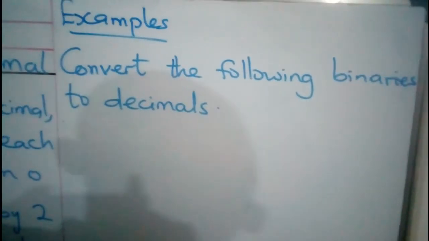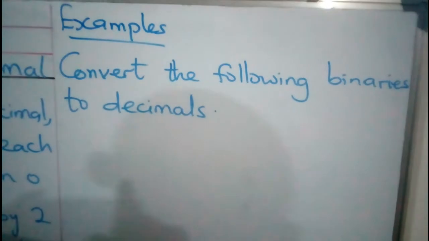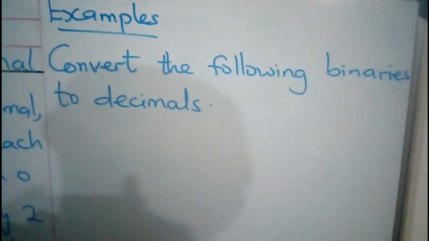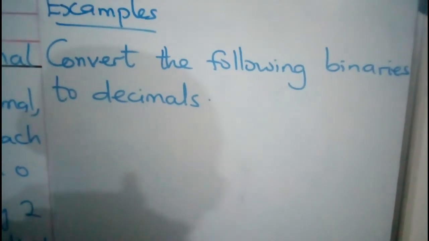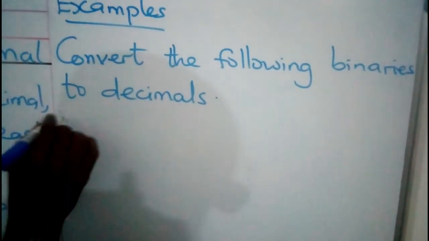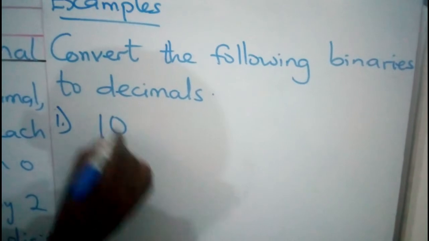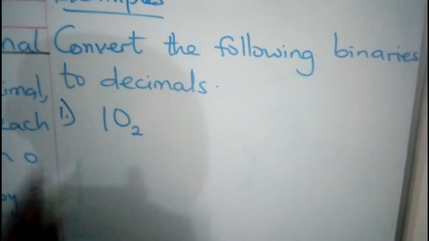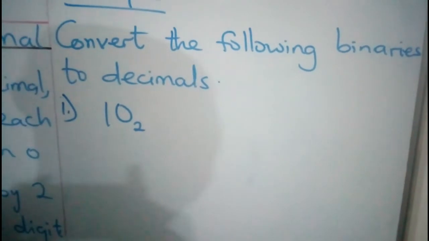Right, let's take a look at examples. The instruction says convert the following binaries to decimals. That is numbers in base 2 to base 10. Alright, number 1, 10 base 2. This is a number in base 2. You can see the subscript here. So we are expected to express this as a decimal.